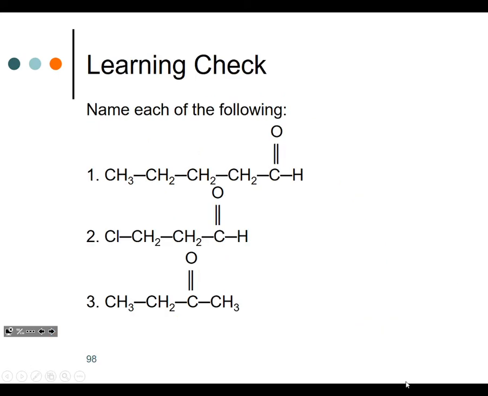Let's see, there we go. All right, so now we're going to name. So the first thing that I have to do is figure out which one this is. Well, I'm looking right here, and I have to ask myself, is it on the end? If it is, it's an aldehyde. If it's not, it's a ketone. Well, this one is, so it is an aldehyde, so I'm going to end it in -al. So 1, 2, 3, 4, 5, that is pent-. Instead of pentane, I'm going to get rid of that E and put pentanal.